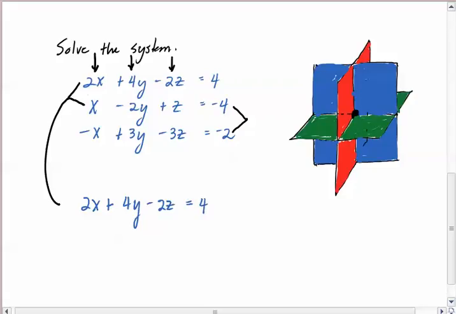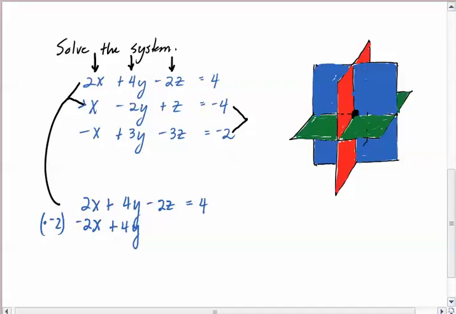And now what I'm going to do with the second one is multiply it by -2. So I'm multiplying by -2. Here I go: a -2x. This is what is being done to this equation right here. And then I'm going to have a positive 4y there.